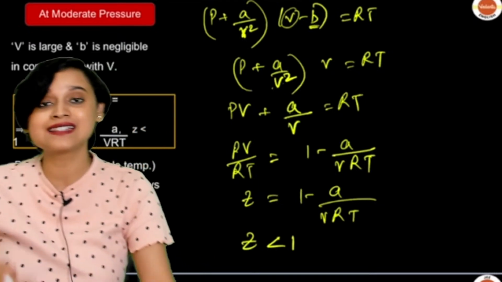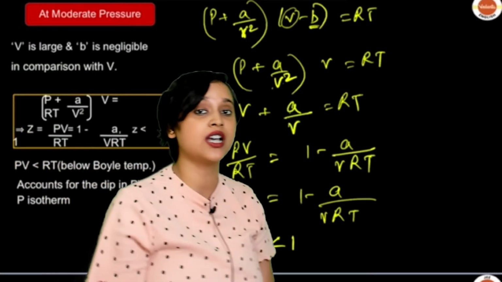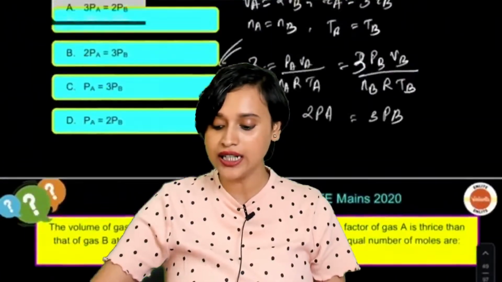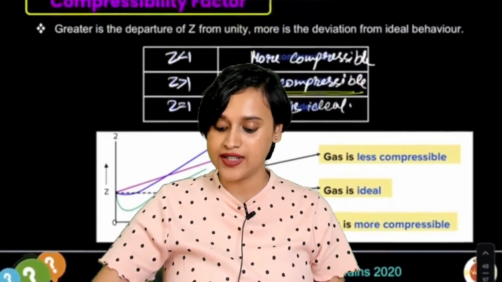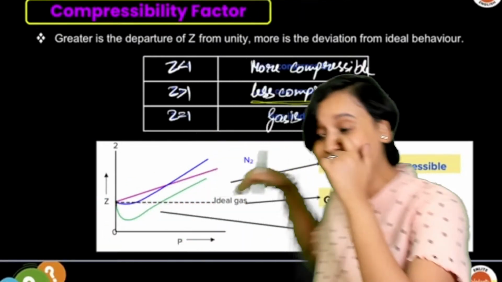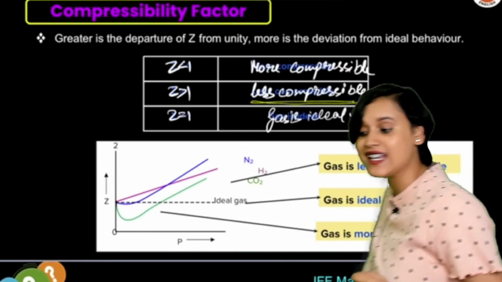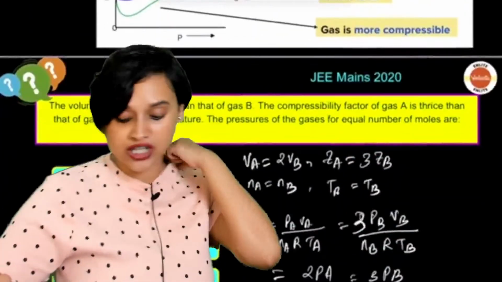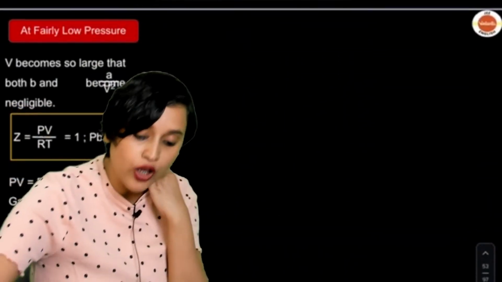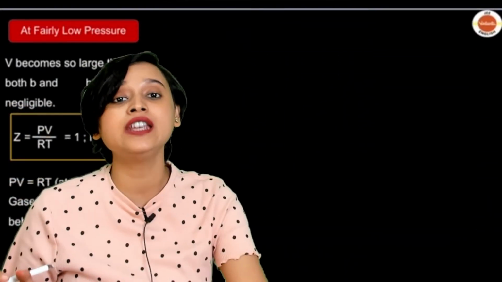If Z is lesser than 1, then what will happen? We have learnt it right here. Look at the graph. If Z is lesser than 1, it is more compressible. Negative deviation. If Z is lesser than 1, negative deviation, so it will be more compressible. Got it clear, everybody? Now, what if the pressure is very low?